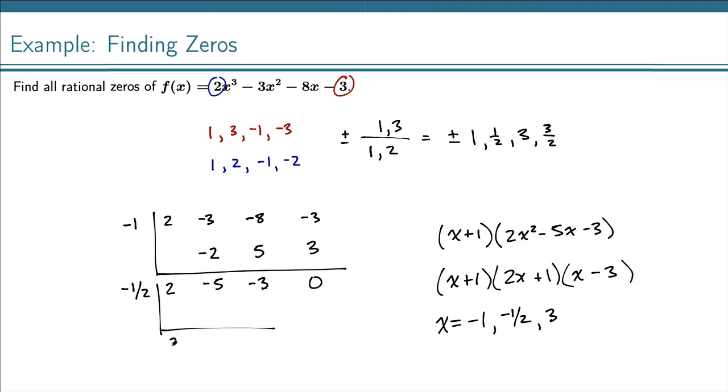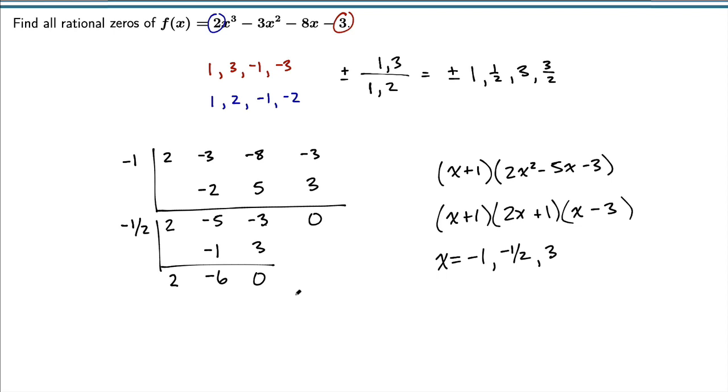You bring the 2 down. 2 times -1/2 is -1. -5 plus -1 is -6. -6 times -1/2 is 3, and -3 plus 3 is 0.